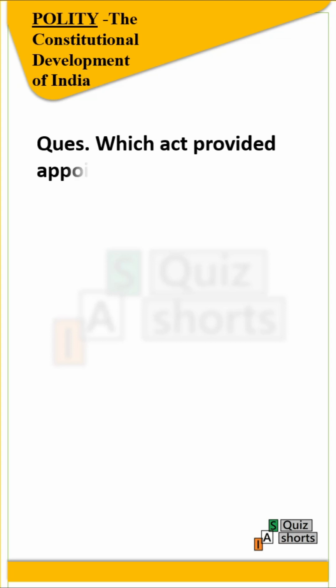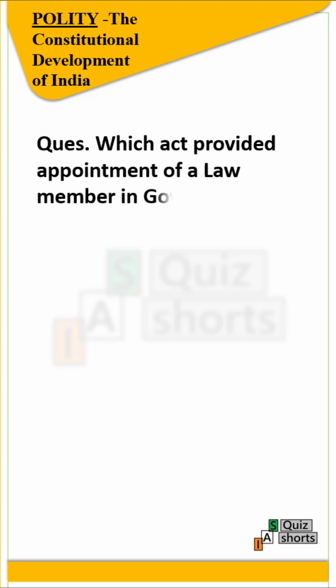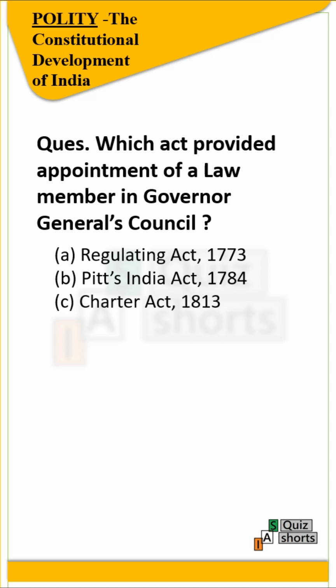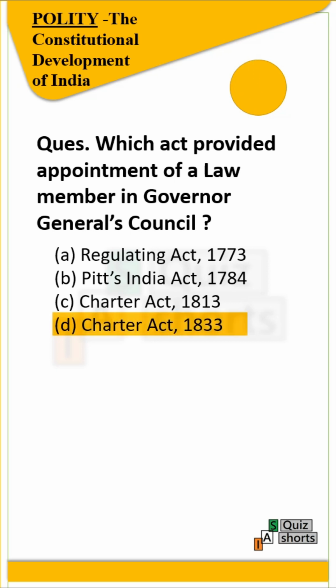Question. Which act provided for the appointment of a law member in the Governor General's Council? Option A, Regulating Act 1773. Option B, Pitt's India Act 1784. Option C, Charter Act 1813. Option D, Charter Act 1833. Answer is option D, Charter Act 1833.